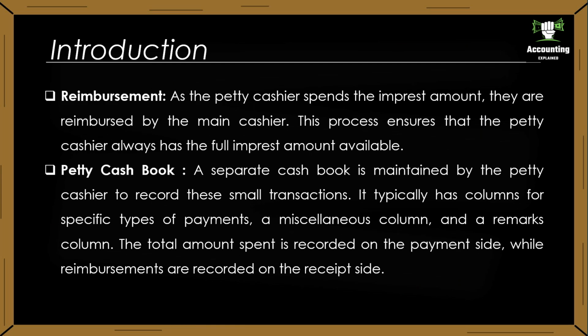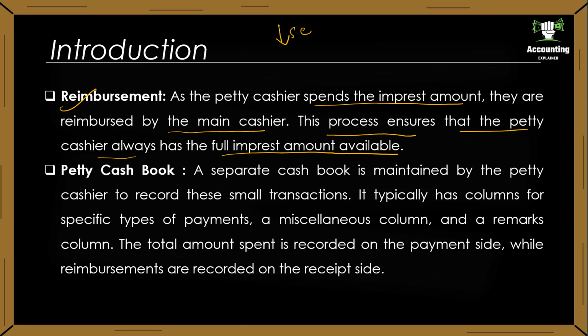Next is reimbursement. As the petty cashier spends the imprest amount, they are reimbursed by the main cashier. This process ensures that the petty cashier always has the full amount, that is imprest amount, available. See, every time you spend money, you write it down in a petty cash book, right? You note the date, what you bought and how much it cost. So when you incur expenses, what will happen? Your imprest amount will decrease.